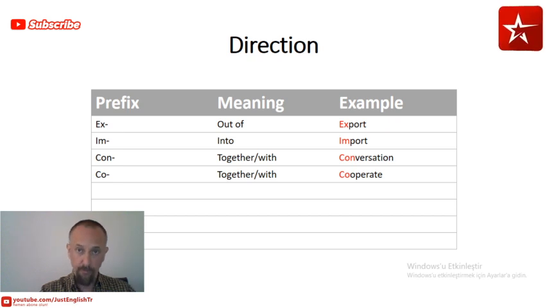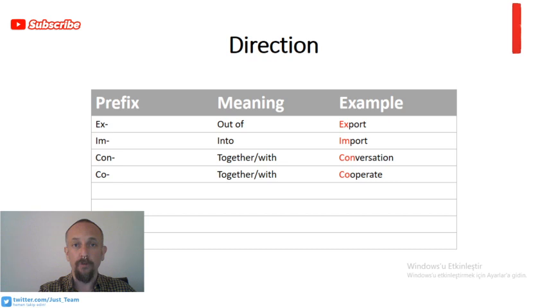We saw that co also had the same meaning, together or with, and we had it there with the word cooperate. We also have com, another one which means the same as together or with, such as con and co. So we've got communication, community, communism, a word we'll be looking at later. And we also have col, C-O-L, which also means together or with, such as collection.